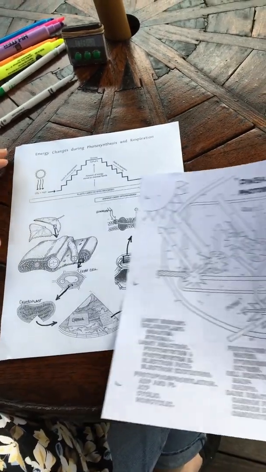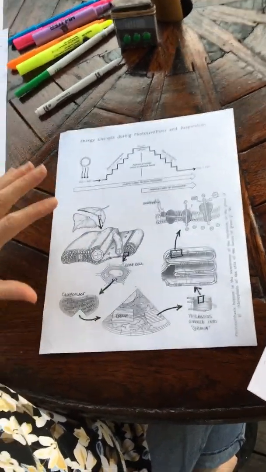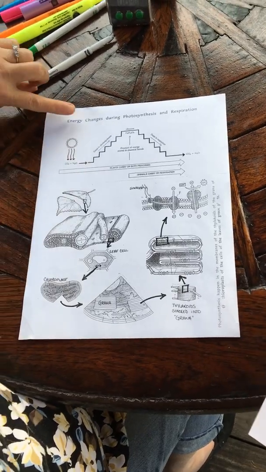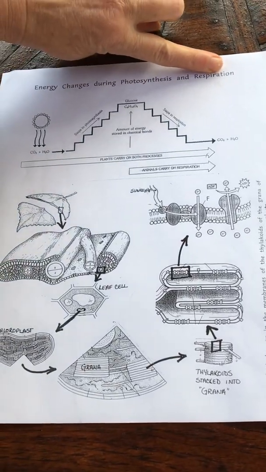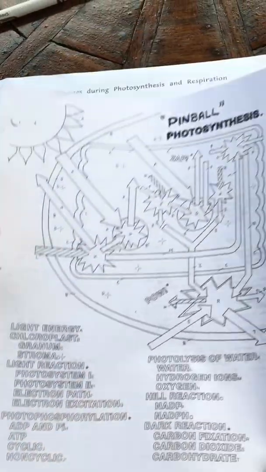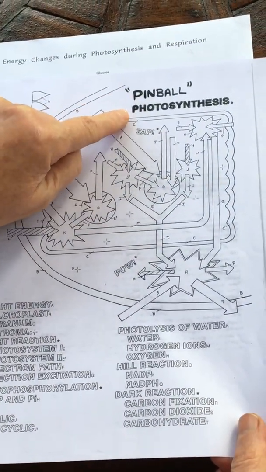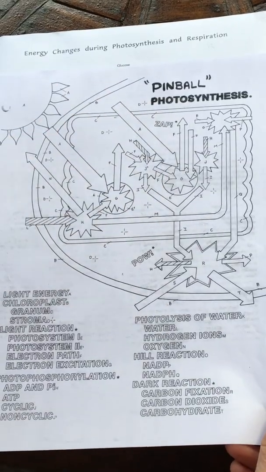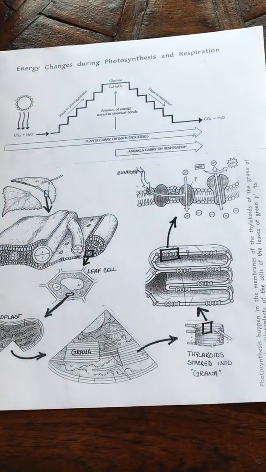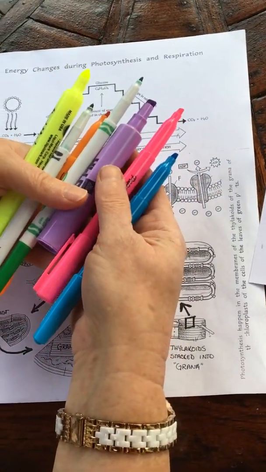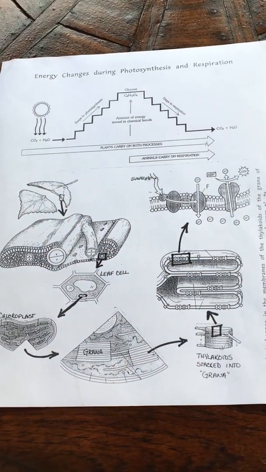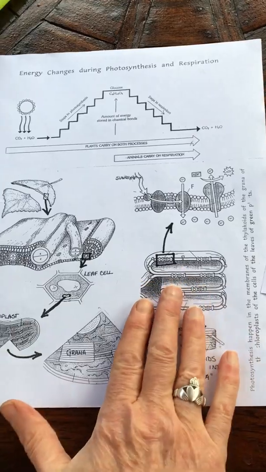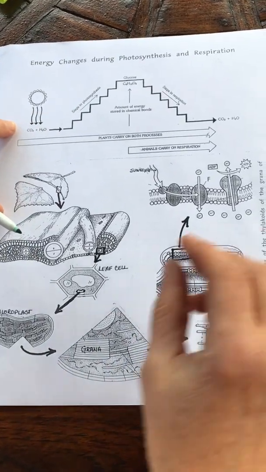I want you to go to Google Classroom, and there are two documents I want you to print off. The first one is called Energy Changes During Photosynthesis and Respiration. And the other one is labeled Pinball Photosynthesis, okay? So I want you to go print those out. And again, you're gonna need a bunch of colors. Pencils, pens, or crayons, I don't care. And we're going to start with this one first, the energy changes during photosynthesis.